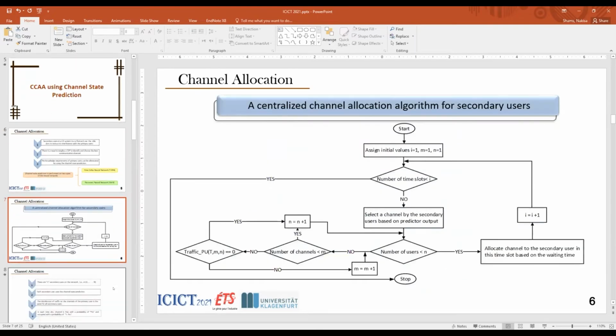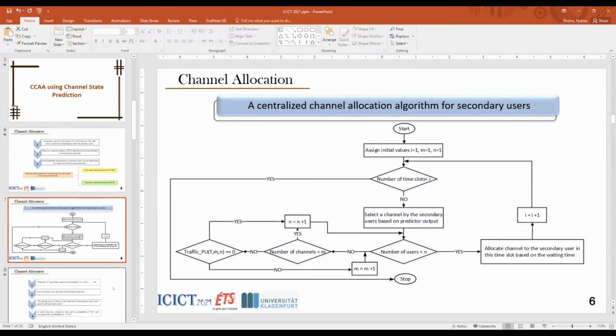Here we see the centralized channel allocation algorithm for secondary users. Consider we have n secondary users in a network and just one primary user. Actually, to simplify the network, we consider one primary user and several secondary users.